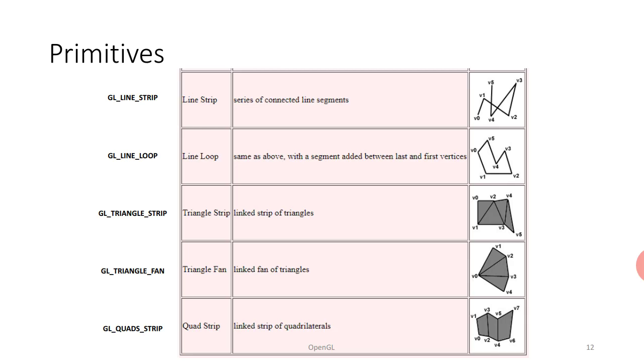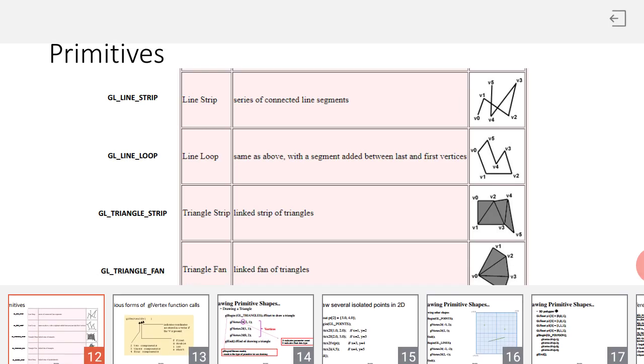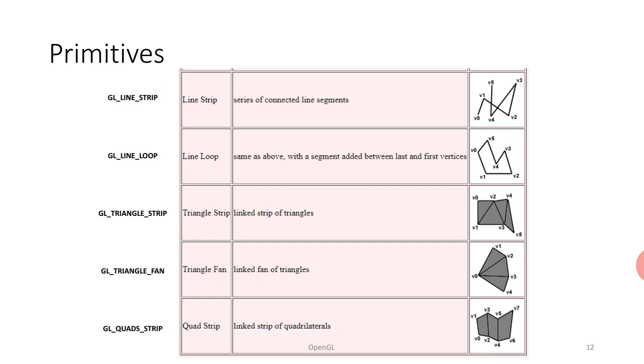Then the next primitive is GL_LINE_LOOP. Using this you can draw a line loop. It is similar to line strip, but in a line strip the last two vertices are not connected, and in GL_LINE_LOOP the last two vertices are connected to form a closed loop.